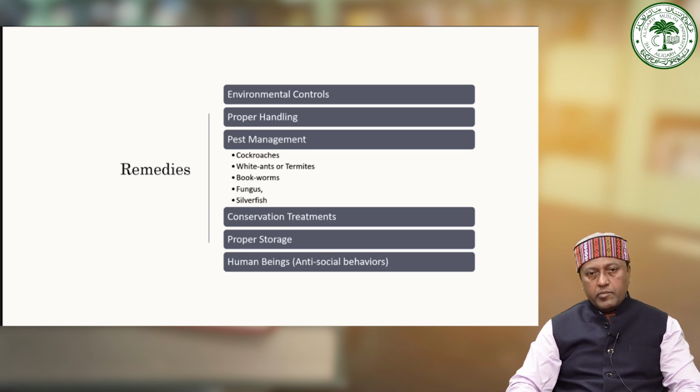Then we have some conservation treatments. Engage professional staff, conservators, to assess and treat the damaged books using appropriate conservation techniques. Treatment may include surface cleaning, paper repair, spine reinforcement and resewing of binding, using archival quality materials and adhesives to ensure long-term stability. Then proper storage of books: store books in archival quality boxes, folders or shelving units designed for long-term preservation.